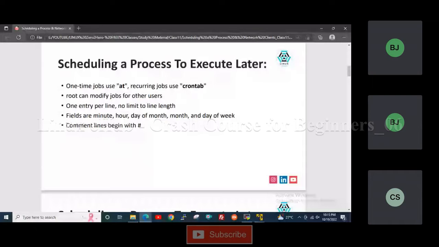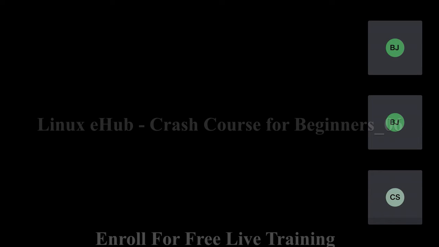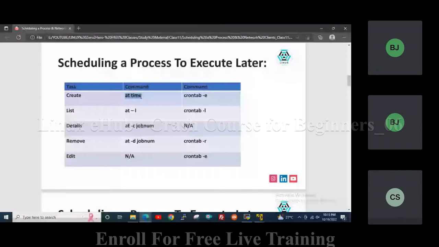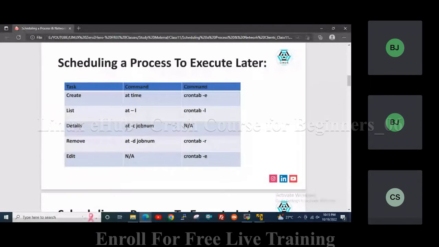Now let's talk about the difference between at and crontab. To create a task using the at command, it will be at then time. In case of crontab, it will be crontab -e. To list a task, we have to use the command at -l. In case of crontab, that will be crontab -l. To see the details of a job, we have to use the command at -c, then job number.